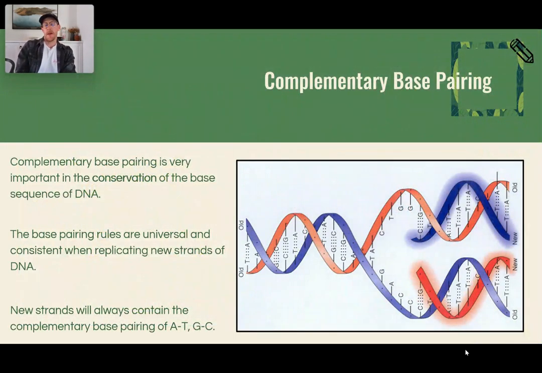Complementary base pairing, the idea that adenine and thymine, guanine and cytosine work together, is super important because it helps us to conserve DNA, or the base sequence of DNA. What that means is when we create copies of DNA strands, whenever we're creating new cells that will have the same DNA as the past cell, the two strands of DNA separate, and then we build the new sequence of DNA to create two identical sets of DNA that both have the exact same sequence.